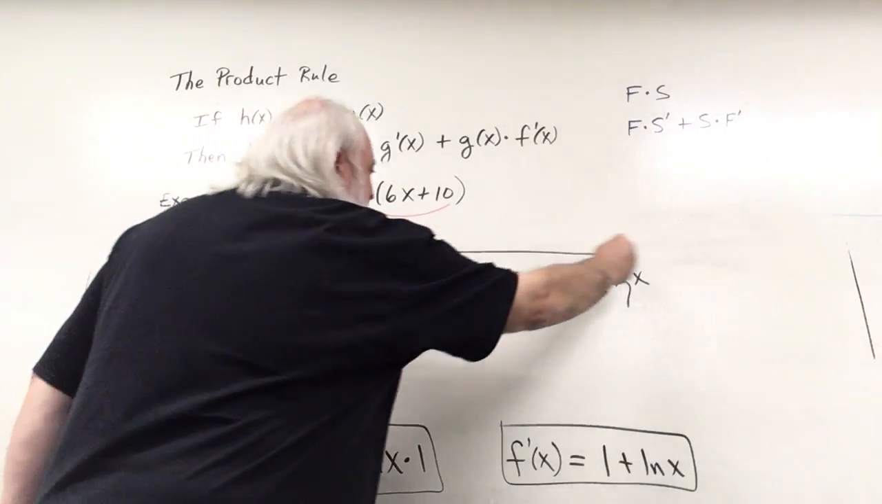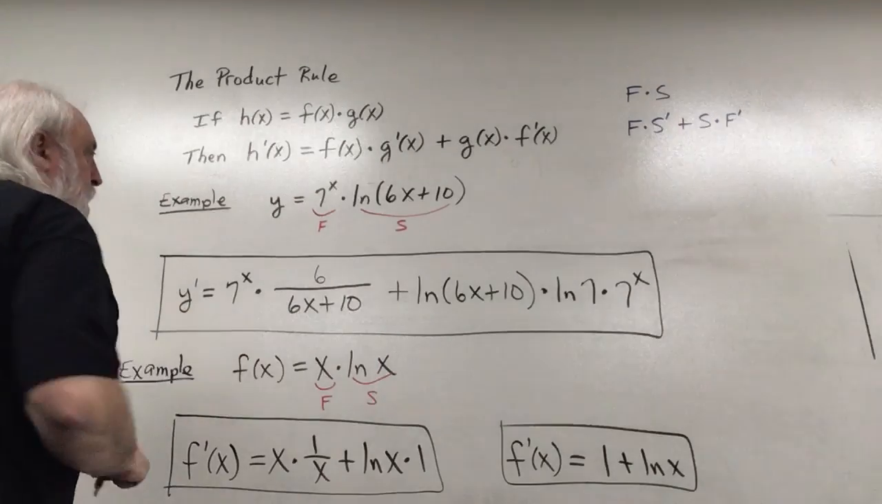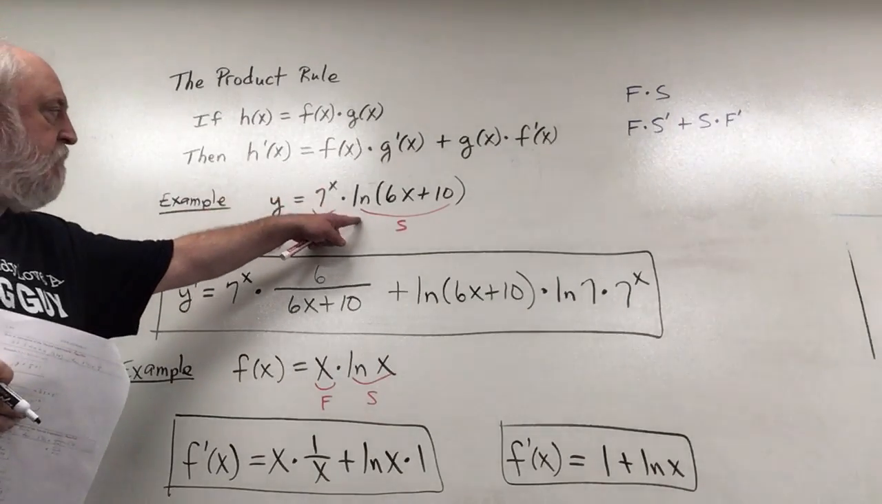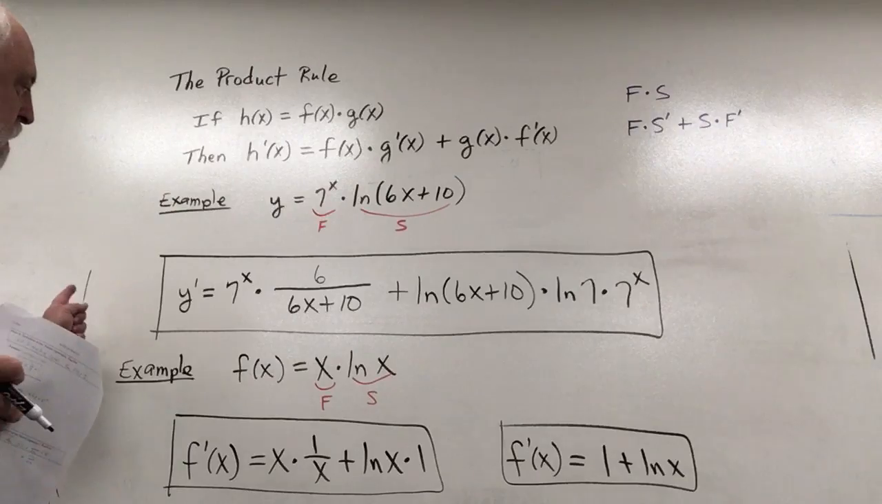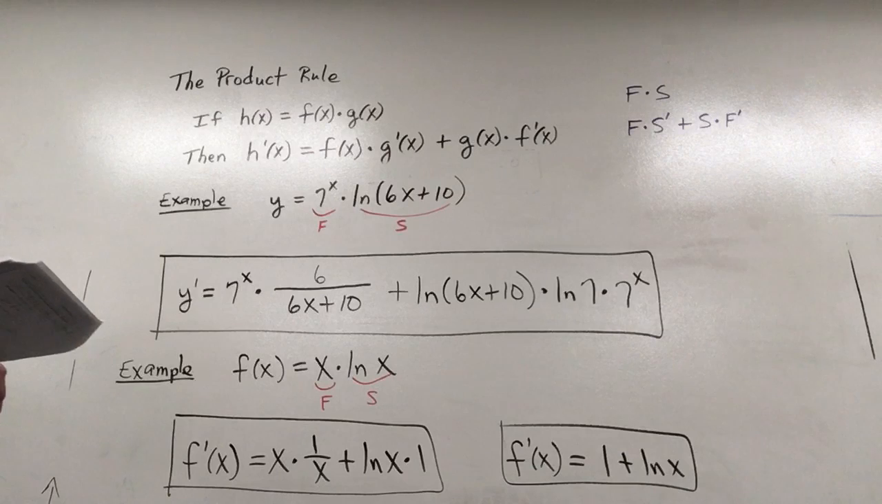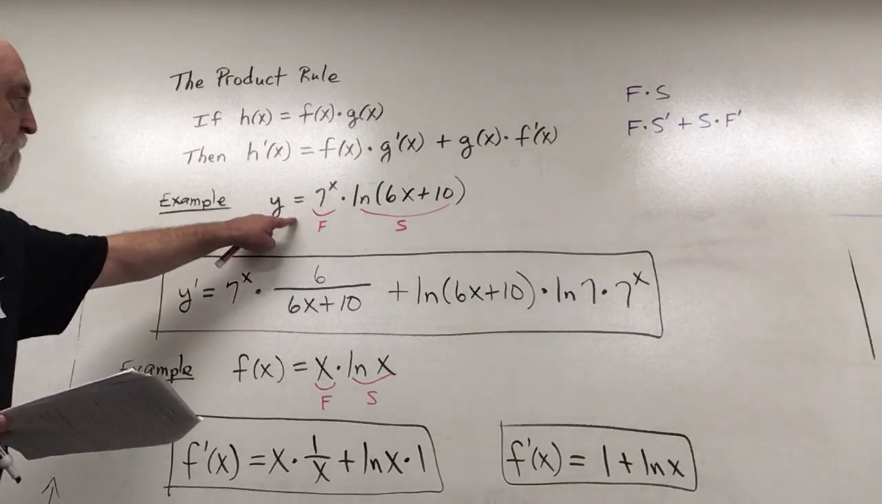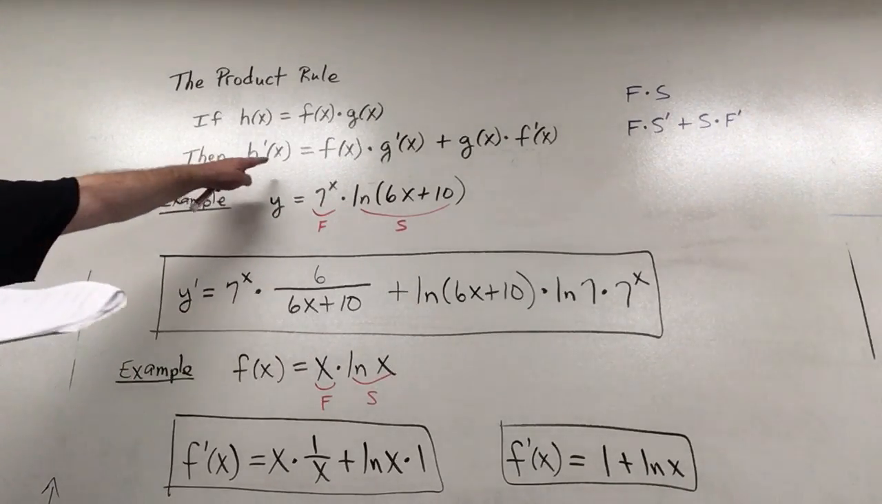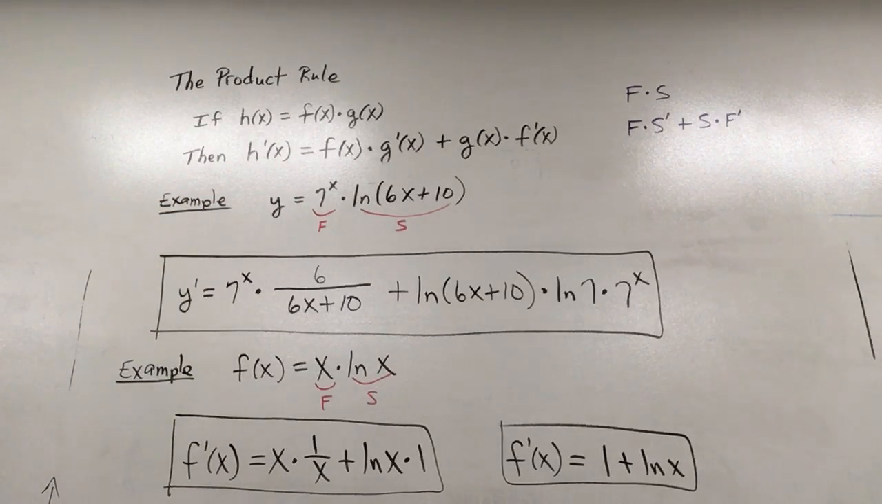The derivative of y equals 7 to the x times the natural log of 6x plus 10 is all this. Y prime is equal to all this on the right-hand side. And we're done. We have successfully found the derivative of this function using this first form of the product rule. So this ends the lecture on the product rule, and in the next video, we'll be talking about the quotient rule.